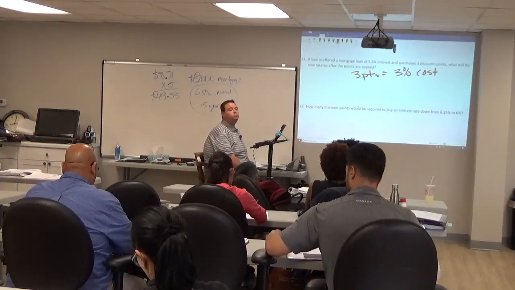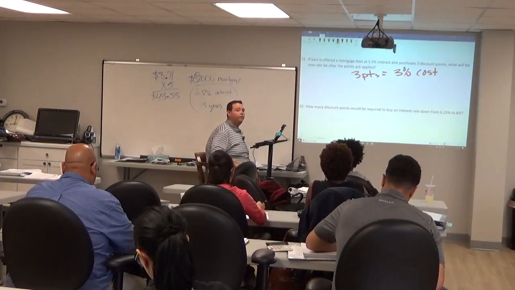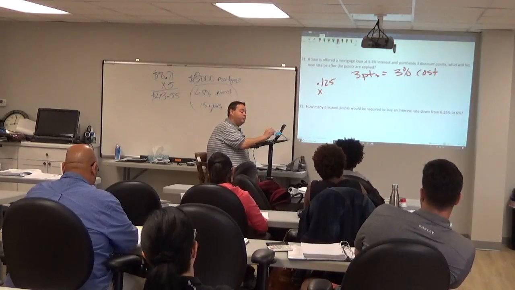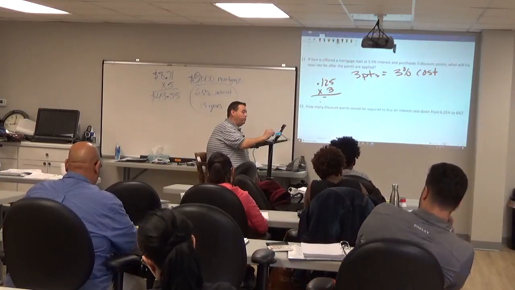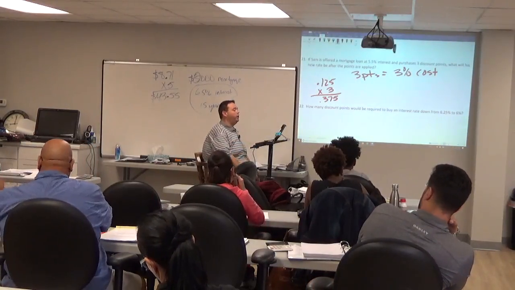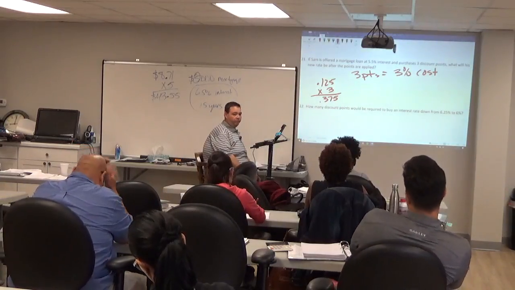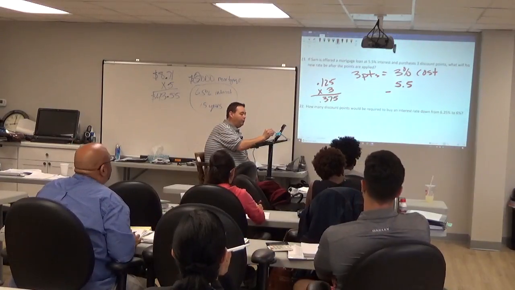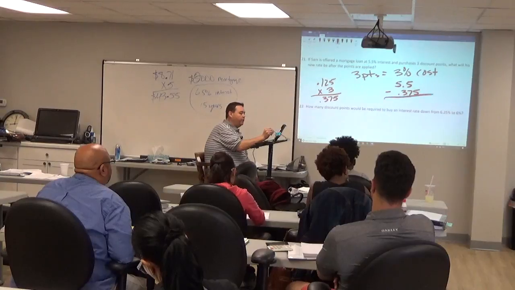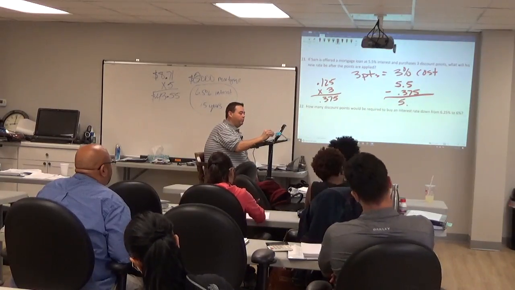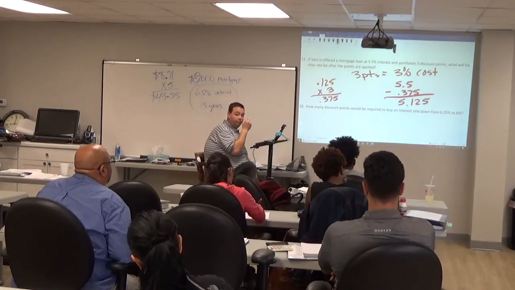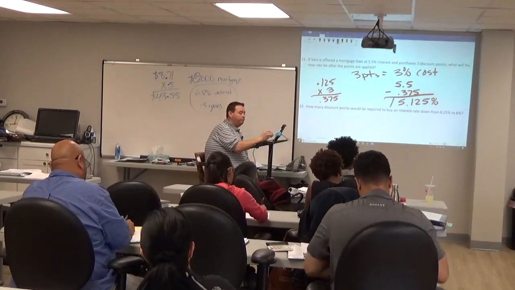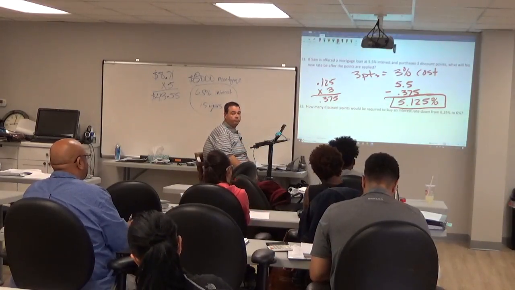How much does each point change the rate? 0.125 times how many points? 3. So that's 0.375. Now does a discount point raise or lower the interest rate? Lowers the interest rate, so we're at 5.5 and we're going down by 0.375. So what's our new rate going to be? 5.125? Does that make sense for everybody? So the new rate is 5.125. Okay?